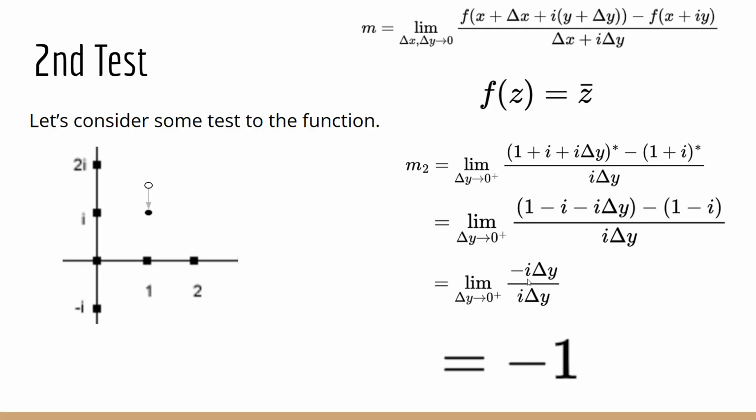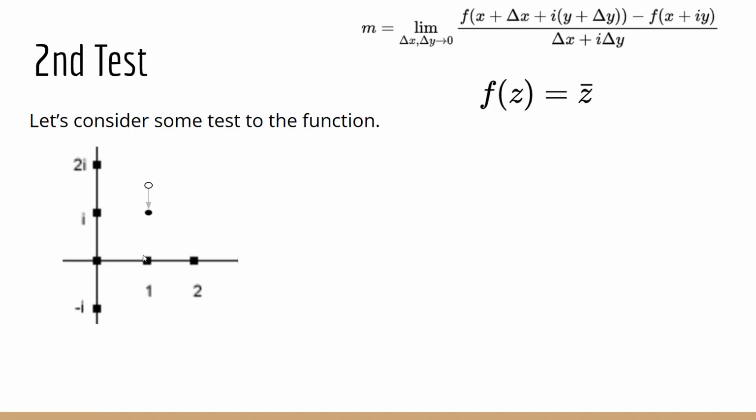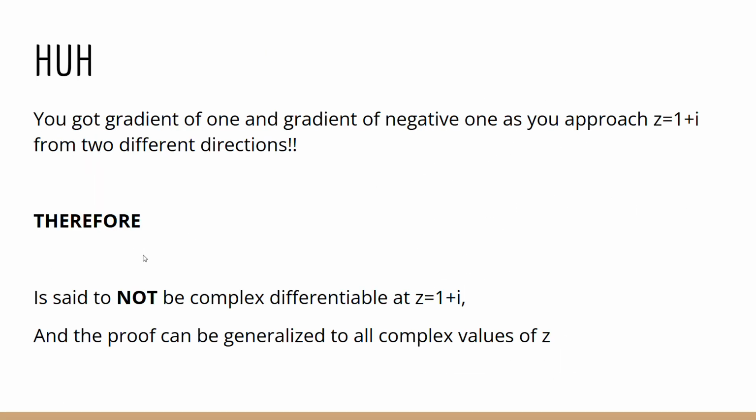So in fact, the gradient we get from approaching our point z equals 1 plus i from this positive imaginary direction is negative 1, as opposed to 1 as we approach our point of interest from the real axis direction. So you get different gradients for different directions. Therefore, you can conclude that f of z equals z conjugate is not complex differentiable at the point z equals 1 plus i. Quite interesting, right?